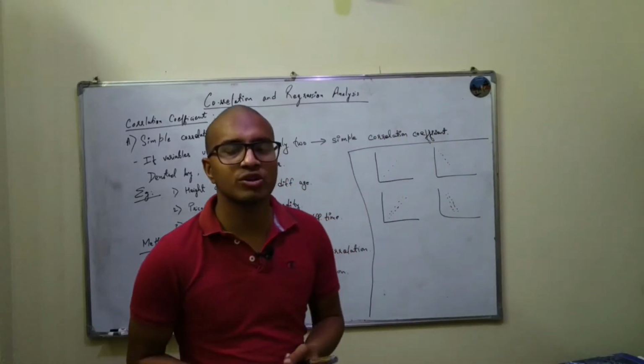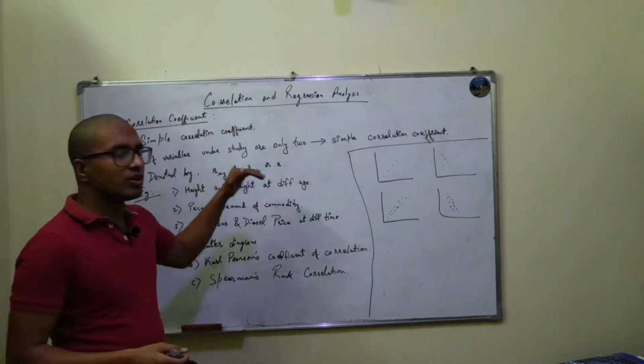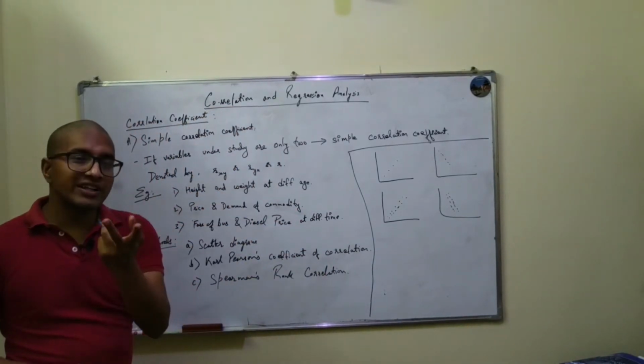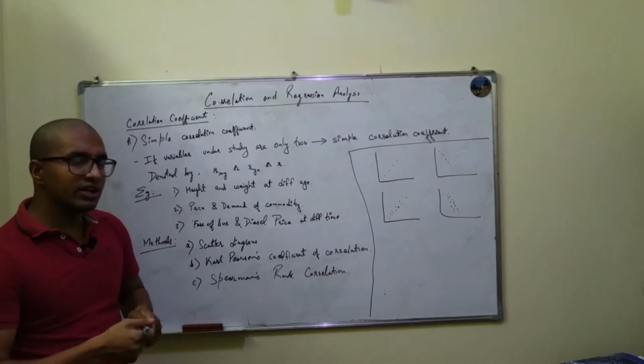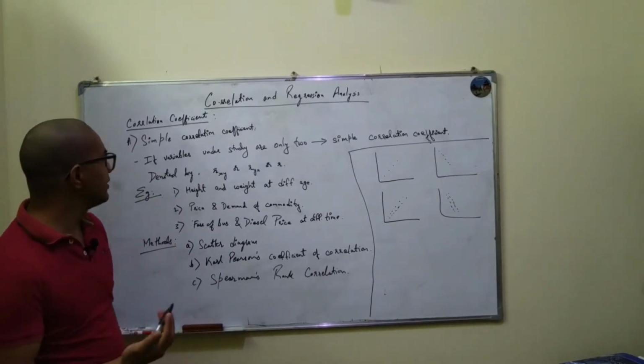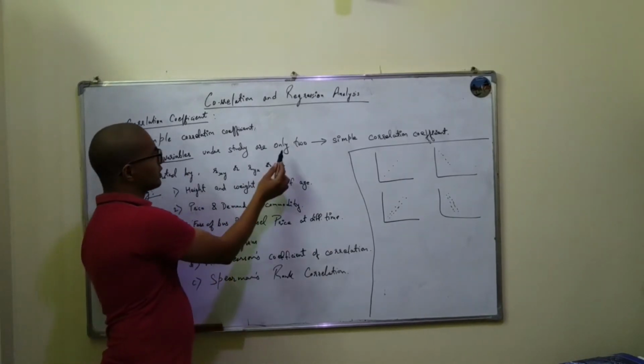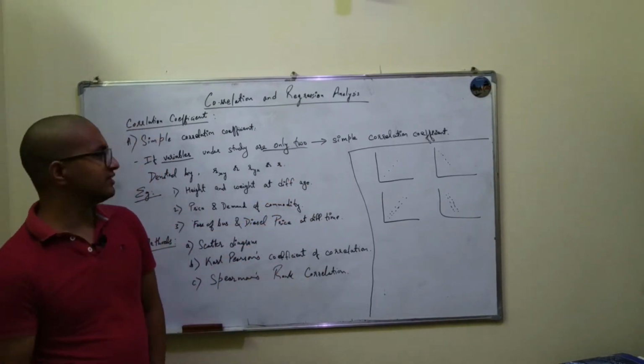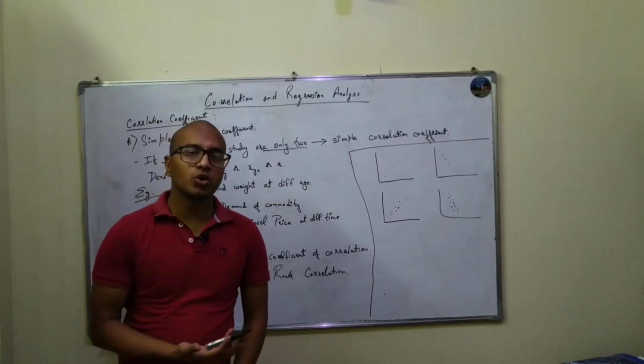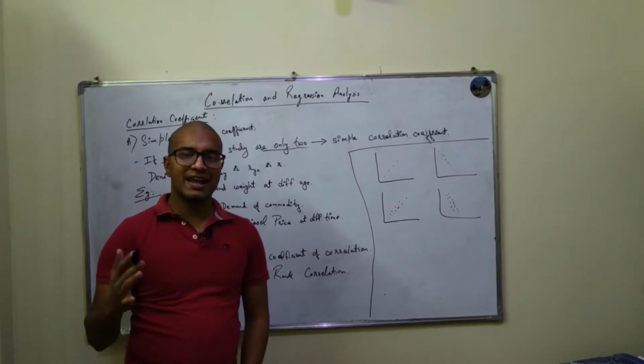Simple correlation is the correlation when you are studying only two variables. It is a study of variables between just two of them. So it is a study of two variables. That is known as the simple correlation coefficient in layman language.